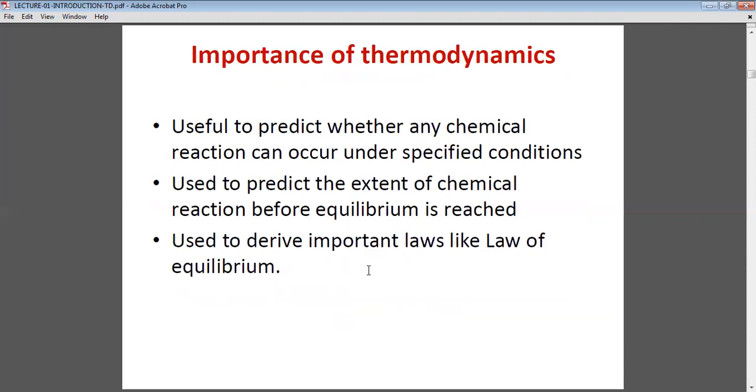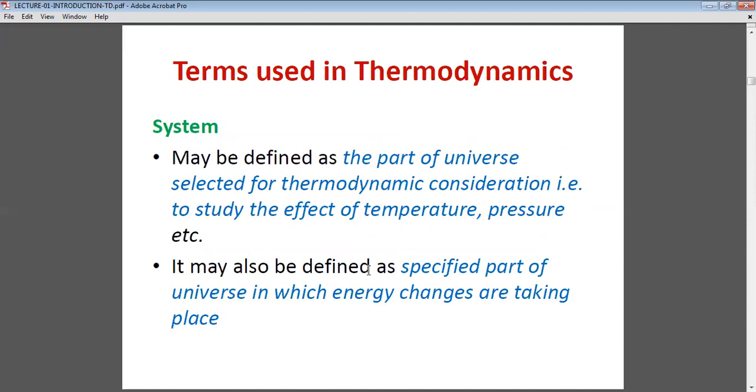And what is the importance of thermodynamics? This thermodynamics is used in all areas, thermal, chemical. If you take chemical, it is used to predict whether any chemical reaction can occur under specific conditions or not, and to what extent the chemical reaction proceeds before the equilibrium state is reached. Or if you take mechanical, at which state the system is before equilibrium is reached. Like that we can predict reactions and use it to derive important laws like laws of equilibrium.